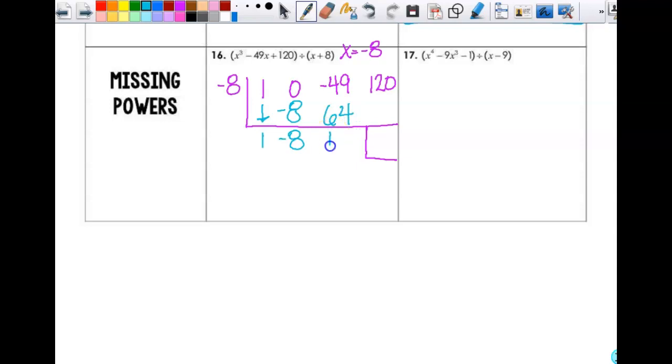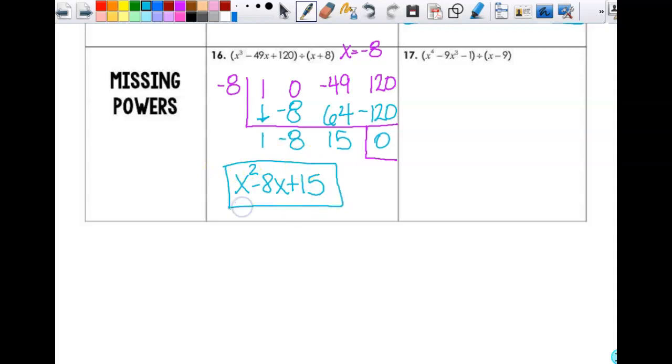Combine those, I get a positive 15. Negative 8 times 15 is a negative number. 8 times 10 is 80. 8 times 5 is 40. When I add those, I get 120. And so then that zeroes out, and I don't have a remainder. I have 3 terms, so this is x squared minus 8x plus 15.